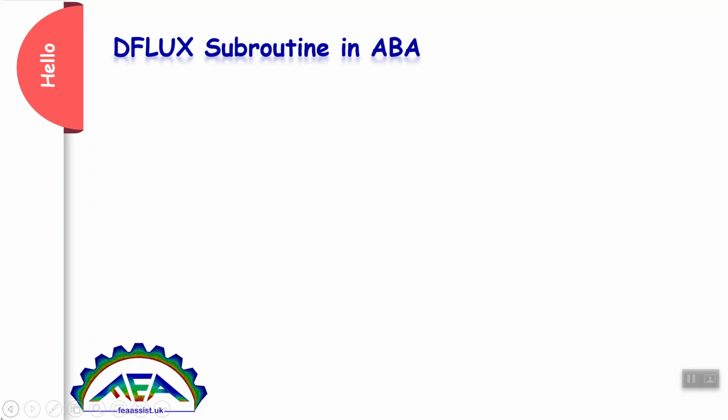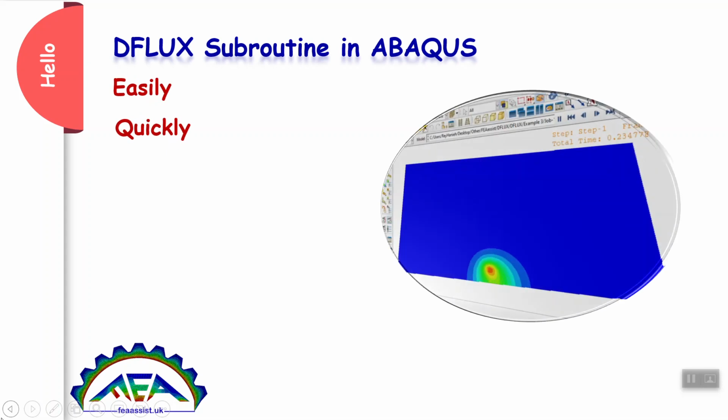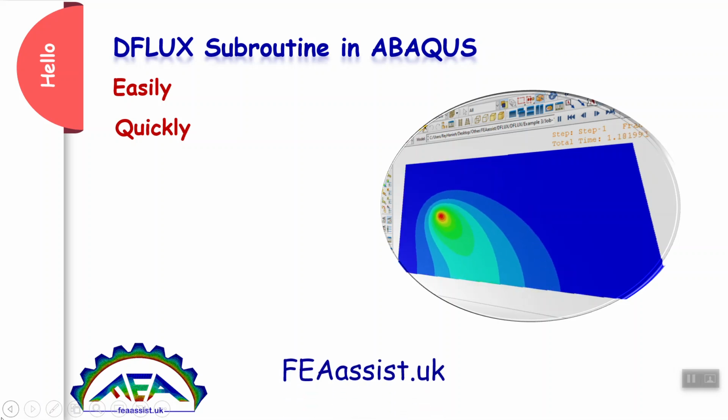Hello, you want to learn the DFLUX subroutine in Abaqus easily and quickly. Indeed, DFLUX is a subroutine to define heat flux in heat transfer problems and mass flux in mass diffusion problems. In other words, if you want to have a movable heat source like a laser or a movable object in your problems like carbon atom diffusion, you need to define a DFLUX subroutine. Stay with us.